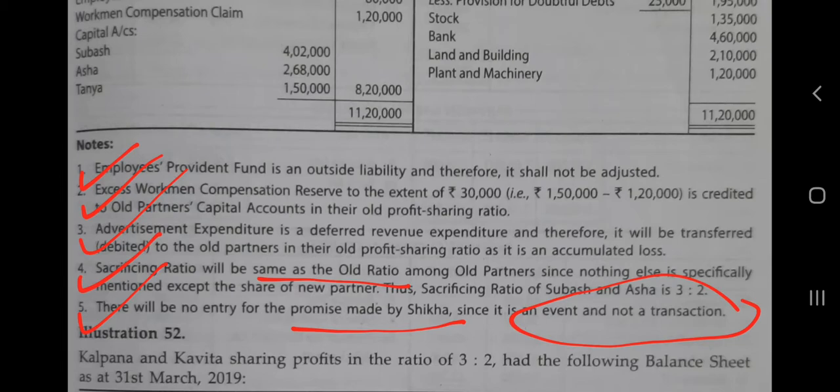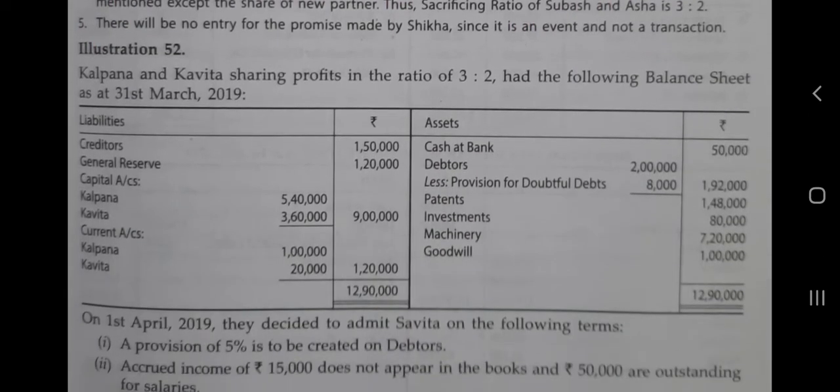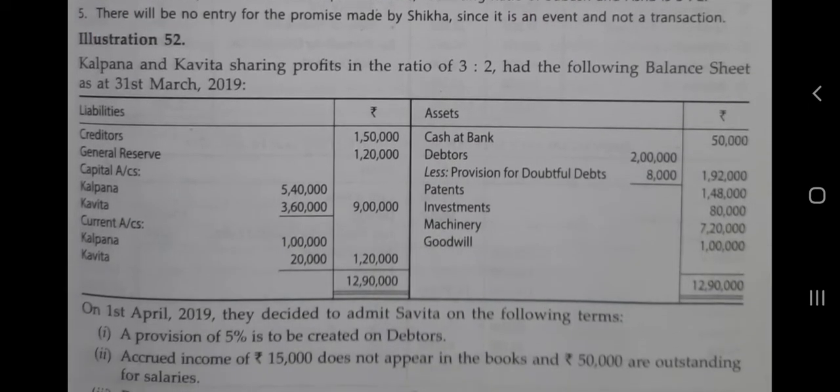So this was the solution to illustration number 51. It had nothing new, so we are just revising the 4 topics that we have already done. Now moving towards illustration number 52. So this is illustration number 52. Kalpana and Kavita, 2 partners, 3:2 is the ratio.